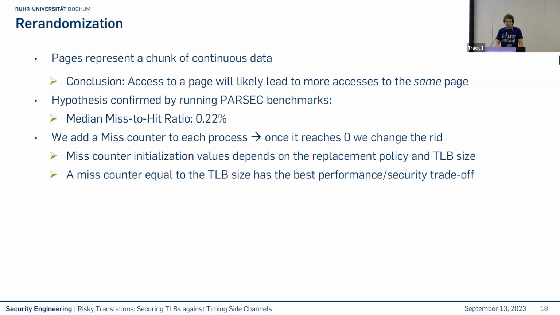And now the thing is, if you do prime, prune, and probe, you need all these addresses, and they will create misses, and you will do this very often. So our solution is to add a miss counter for each process. And anytime there's a miss, it will count down. And once we reach 0, we change the random ID and we re-randomize. Now, you might ask, what should the miss counter initial value be? And this depends on the replacement policy and the TLB size, which I will talk about in just one second. But just to give you a short conclusion already here, when you set the miss counter to the TLB size, you get the best performance security trade-off.